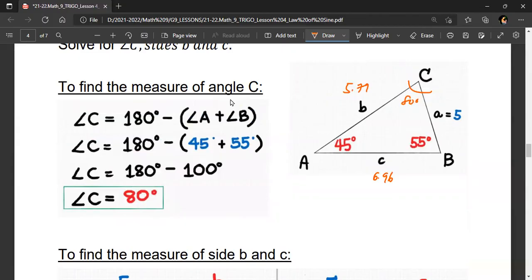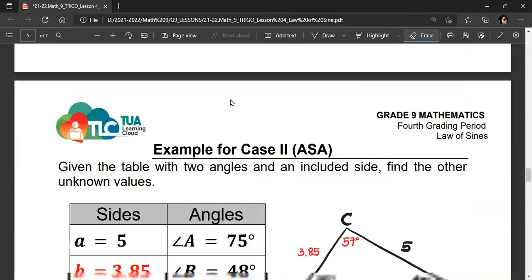There you have it, all of the parts of the triangle are now complete. Angle A, angle B, angle C, plus their opposite sides, which are side A, side B, and side C, to complete the whole oblique triangle. So let me erase. Moving on, let's have this one.